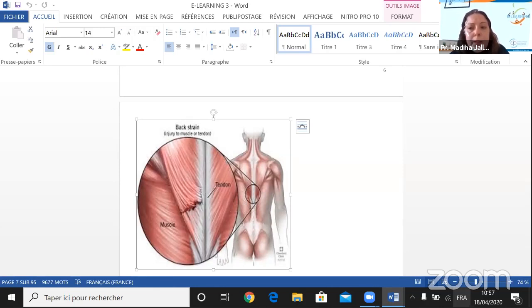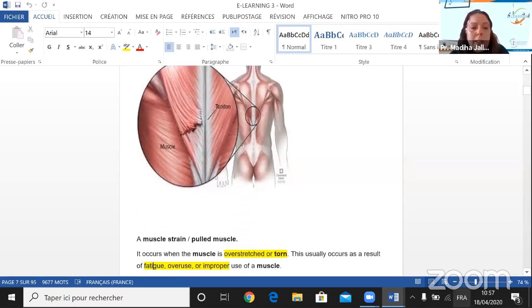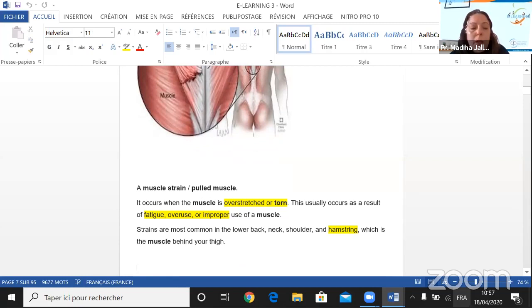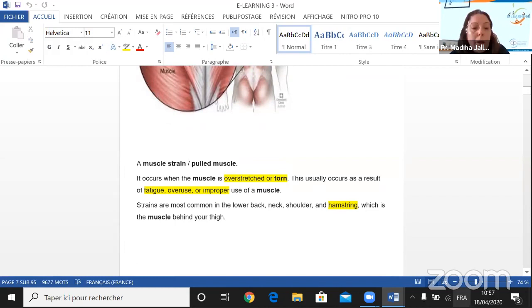What is the problem here? Is it a sprain? It's not a sprain here. The problem is not with the ligament. The problem here is the strain. Good, excellent. So here it is a muscle strain, or you can call it a pulled muscle. It occurs when the muscle is overstretched or torn. This usually occurs as a result of fatigue, overuse, or improper use of a muscle. Strains are most common in the lower back, neck, shoulder, and hamstrings. The hamstring is the muscle behind your thigh.